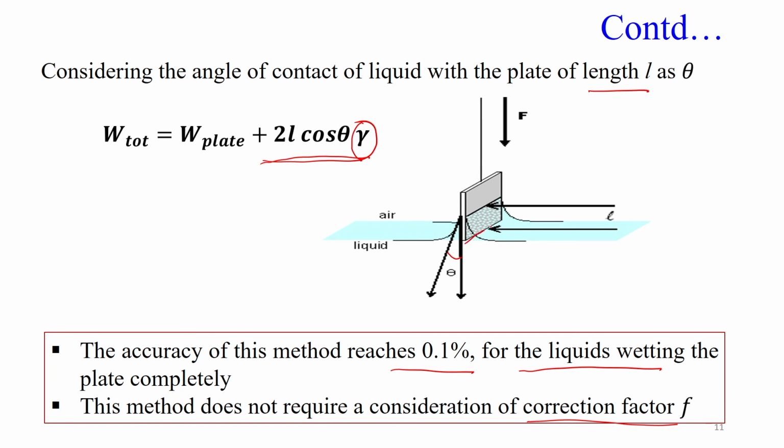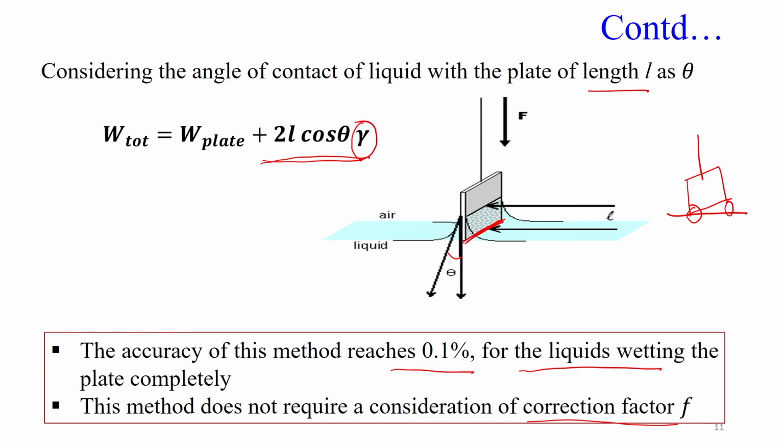So, we mostly use the platinum ring or the platinum plate, but again it should be perfectly horizontal. If this is not perfectly horizontal, then one part of the ring or plate will touch the liquid, and the other part will not touch the liquid. So, this is the liquid and your plate is not horizontal and you are pulling it out, then this part is touching the liquid, this part is not touching the liquid. So, again we are going to get some error in the results.